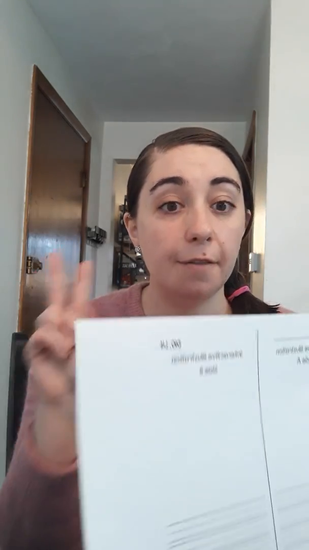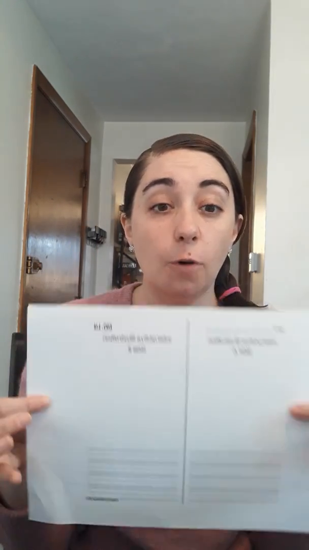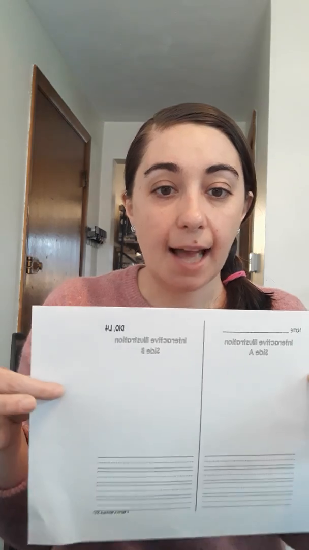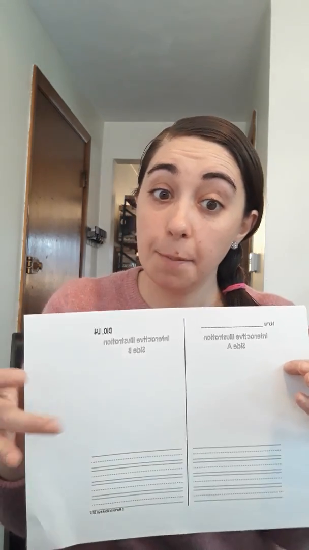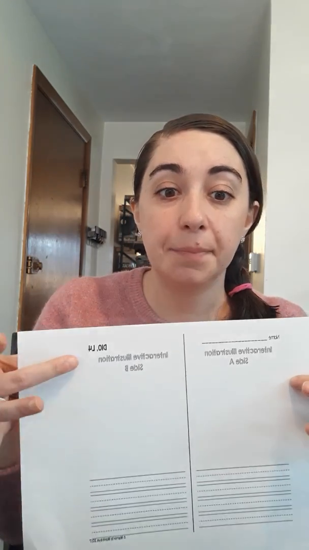Your activity for today is interactive illustrations, and you have two sides. So for part A, I want you to write about one scene from our story, so sentences and a picture, and then on the second side, I want you to write about another scene from our story, so sentences and a picture. Okay? Tomorrow we will discuss this, and then we will do a charting activity where we will list the accomplishments of all of our different people.